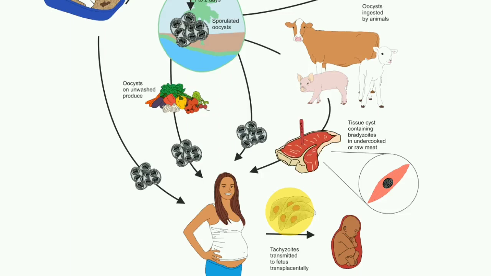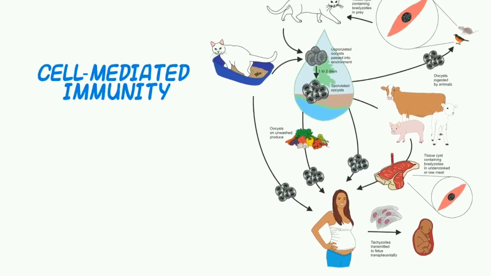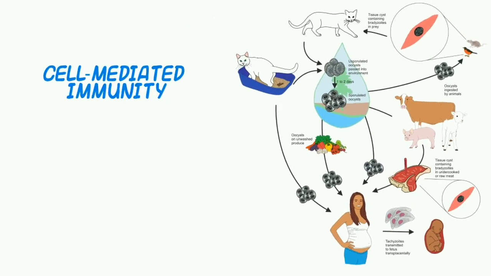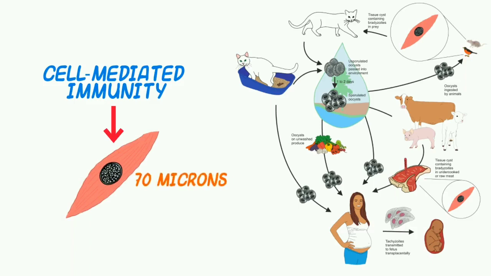If an animal is young or immunosuppressed, this damage may lead to death. Immunocompetent animals use cell-mediated immunity to manage the infection, leading to the bradyzoite stage, or tissue cysts, which may remain viable for years. At 70 microns, these cysts can be seen with a light microscope.